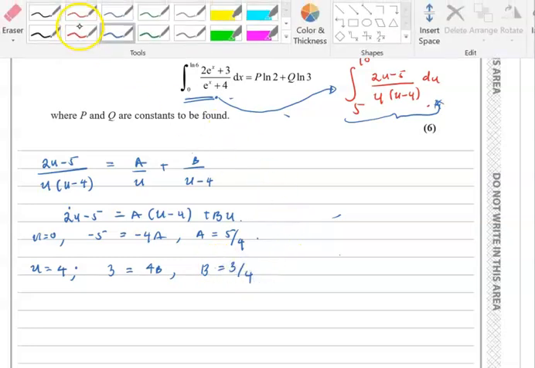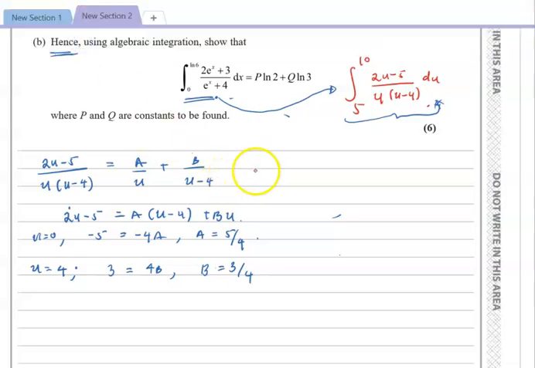Therefore, what this means is that our equation, which is (2u minus 5) over u times (u minus 4), is now the A, which is 5 over 4 over u, plus the B, which is 3 over 4 over u minus 4. Now, it's time for us to integrate this.